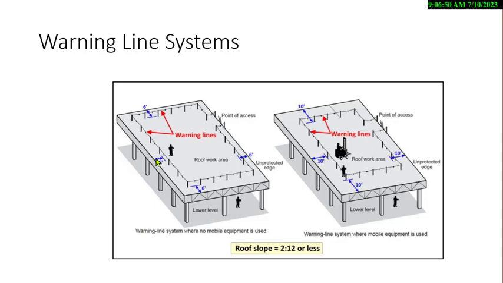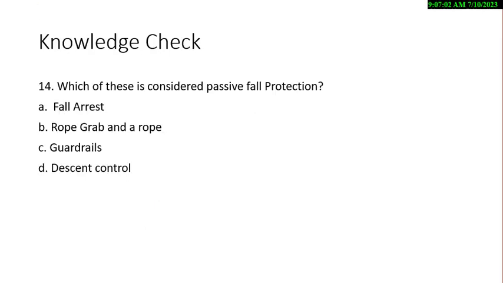The idea is that if they see that you're going to step on a tool or something, they could tell you, hey, Joe, you got to watch out. You're going to step on a tool. That's what the warning is. So it's administrative. It's the least desirable. So which one of these is considered passive fall protection?